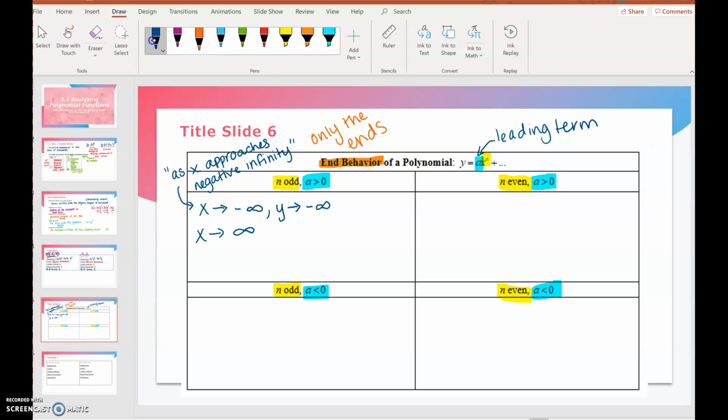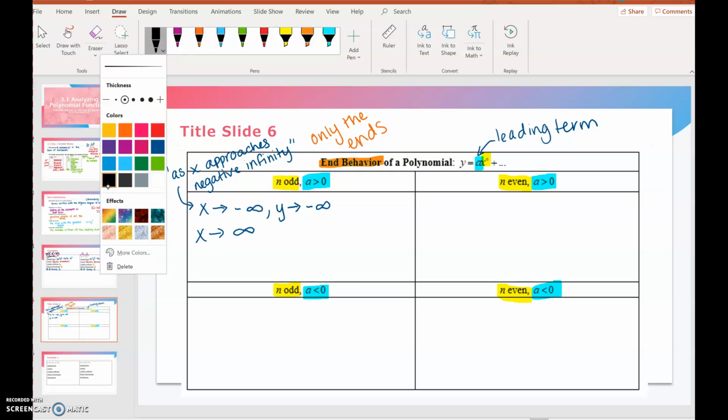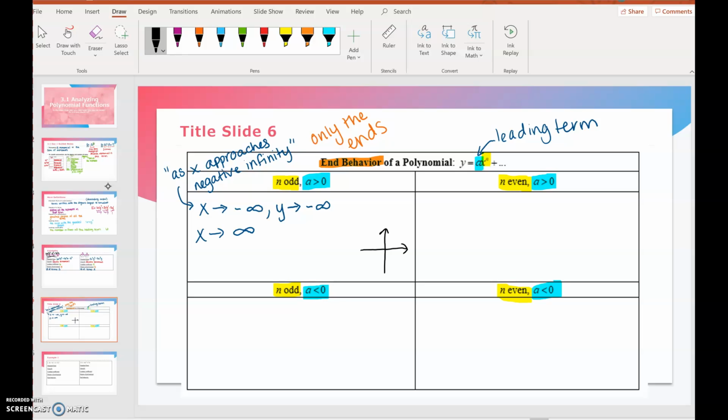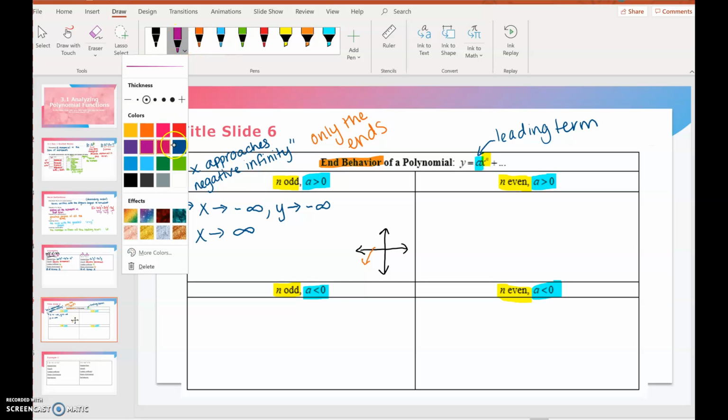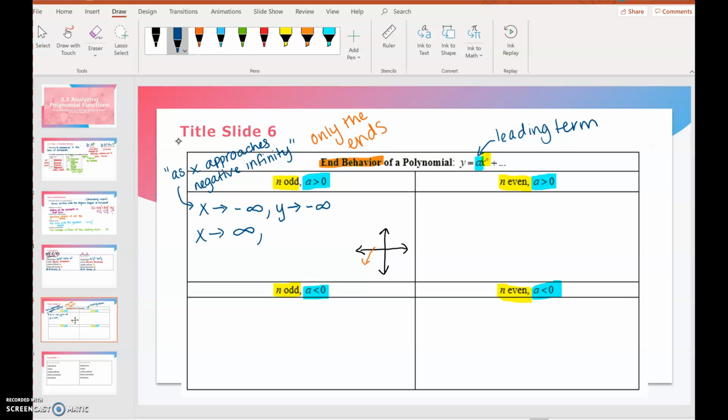So I'm going to draw a graph just to help us visualize it. So here is a graph, just a plain one. As x approaches negative infinity, so this side of the graph, our y value approaches negative infinity as well. So it's telling us that this part of the graph goes down. Okay, and then the other part, as we go more to the right, y approaches positive infinity.